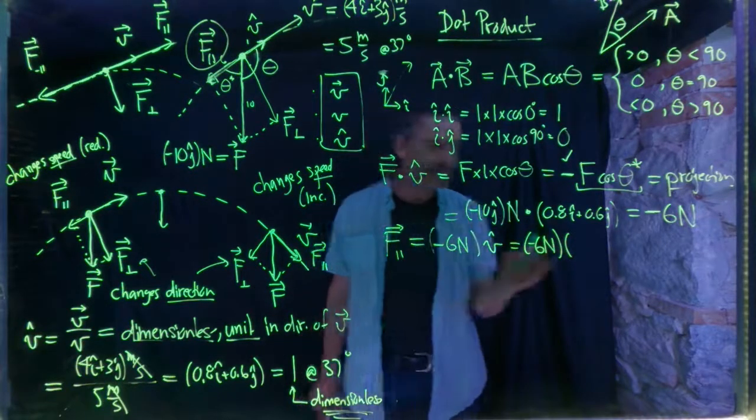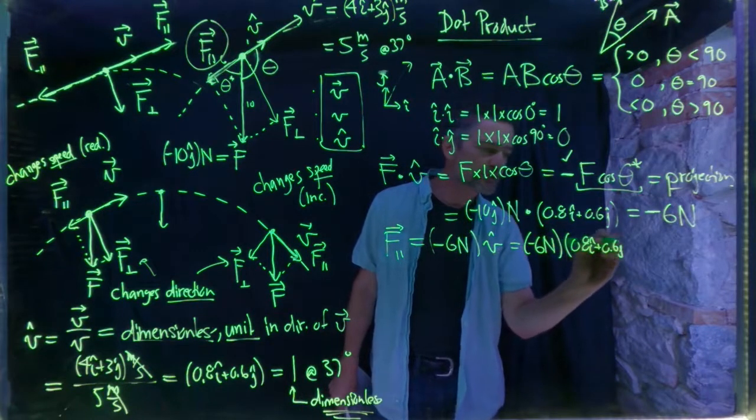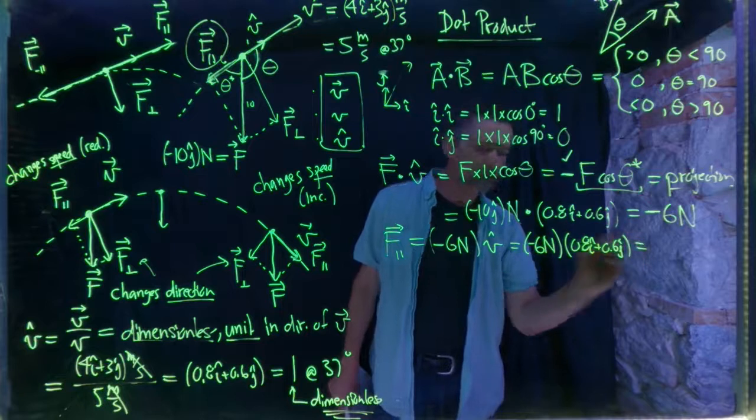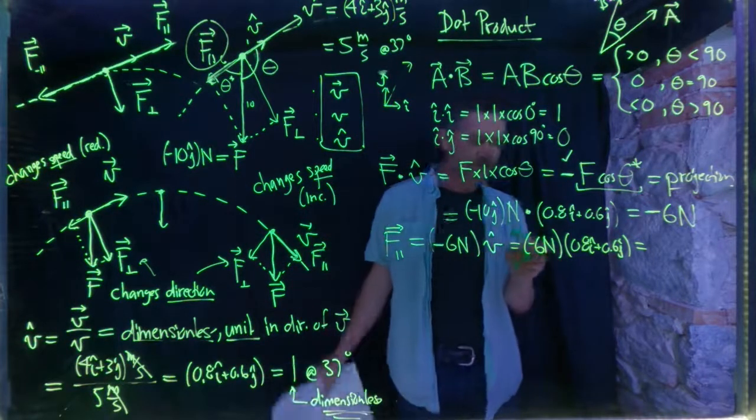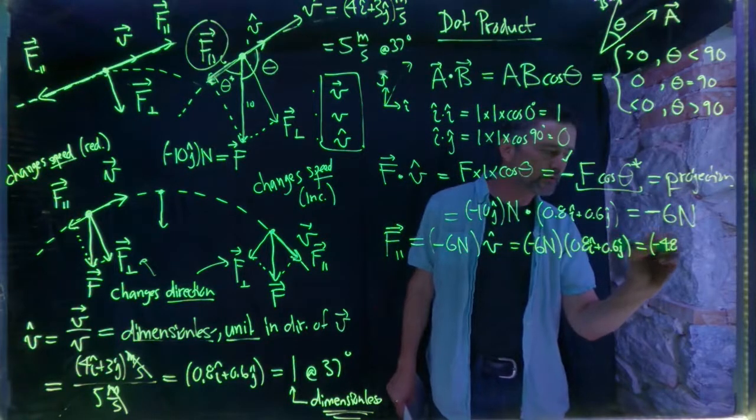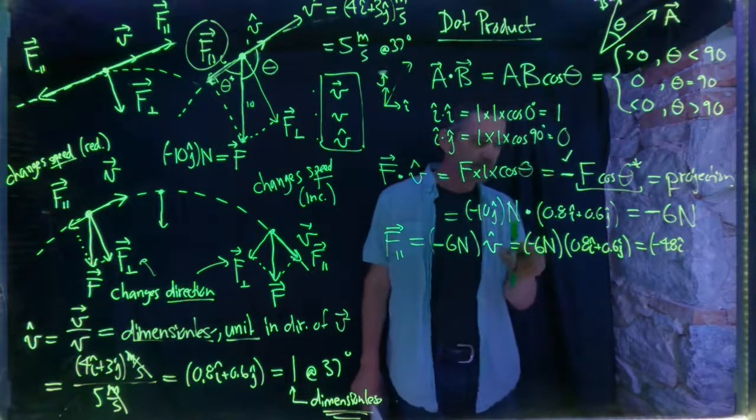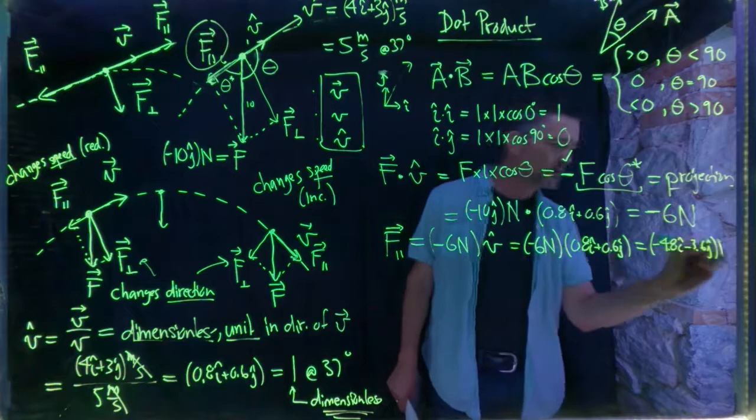V hat is this, 0.8 i hat plus 0.6 j hat. Okay, and so we work this out. I'm going to run out of space here. So this is 6 times 8 is 48. So this is negative 4.8 in the i hat direction. Negative 6 times 6 is negative 36. Negative 3.6 j hat. And the units are newtons.